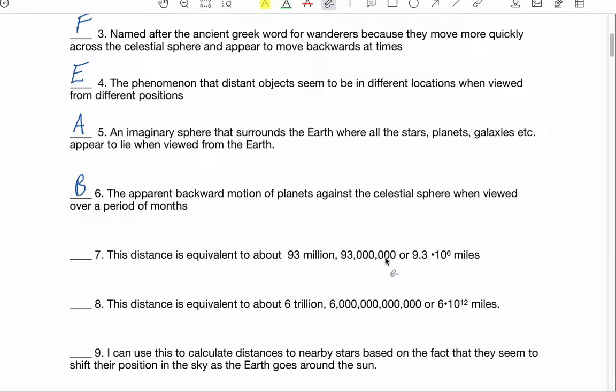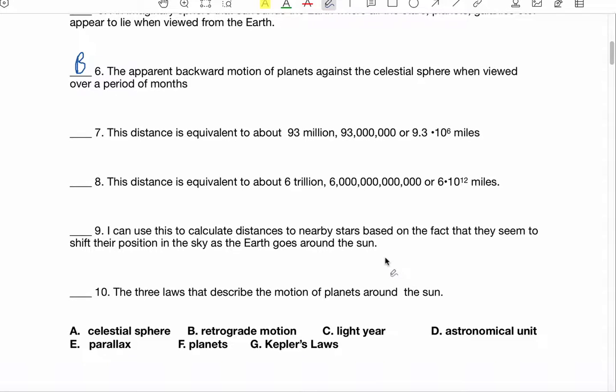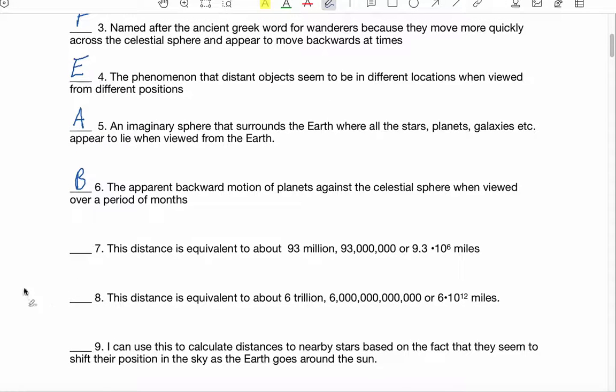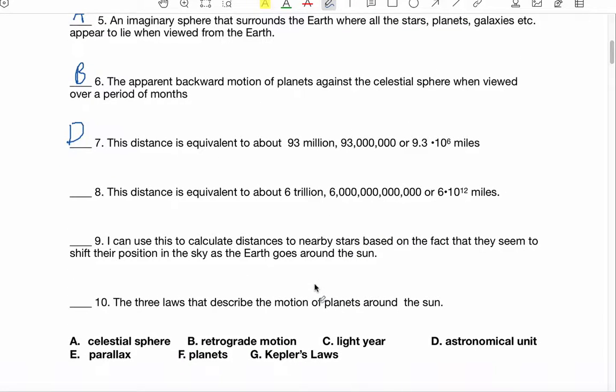And this distance of 93 million miles, that is the average Earth-Sun distance. That is also the definition of an astronomical unit. And this distance is about 6 trillion miles. That is what a light year is equal to.